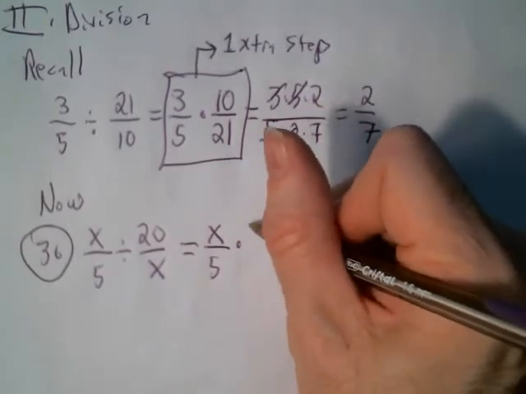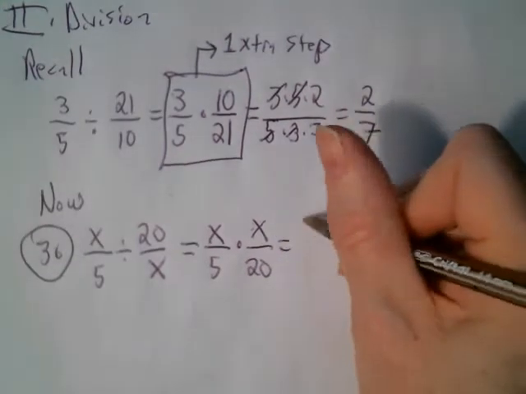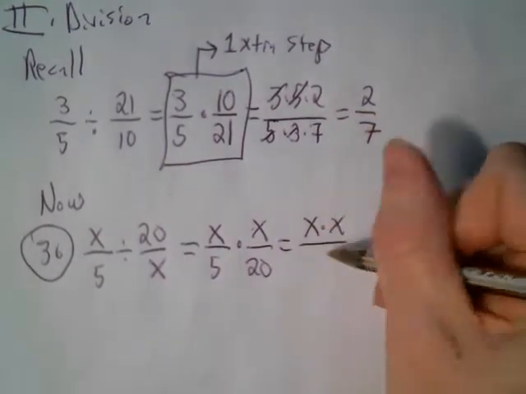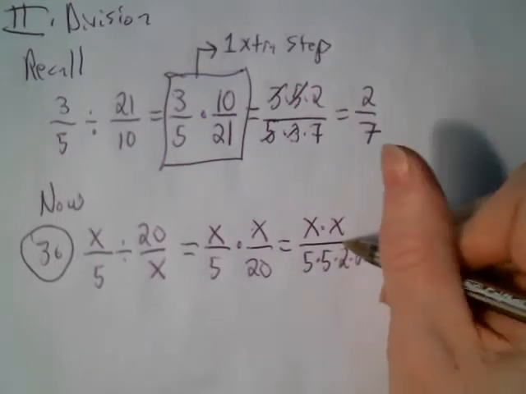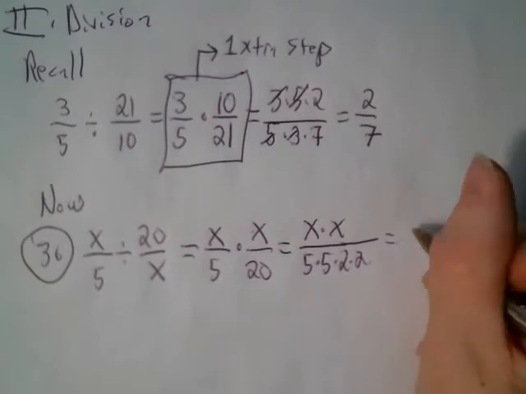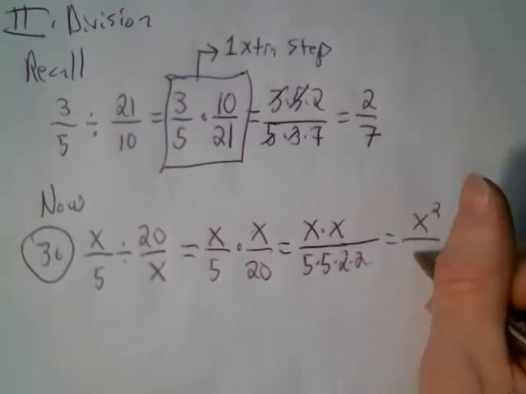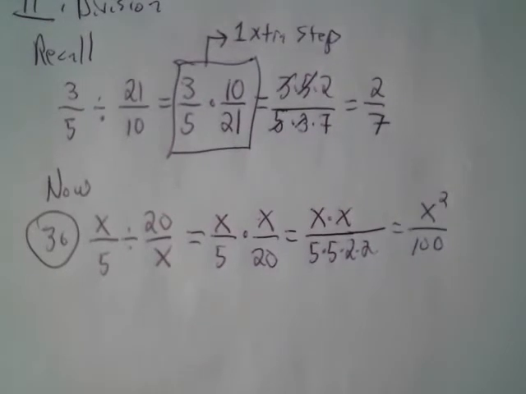Take the reciprocal, multiply, so I got x over 5 times x over 20. And it turns out here, there's nothing you can remove. There's no common factor, right? There's no 5s up here. There's no x's down here. So it's just going to be x squared over 100. That's it. Let's keep going.